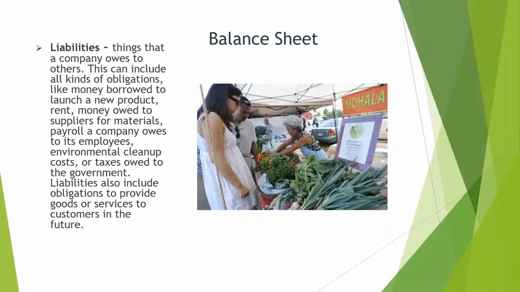Okay, remember, the opposite of assets is liabilities, and these are things that a company owes to others. This can include all kinds of obligations like money borrowed to launch a new product, rent, money owed to suppliers for materials, payroll, environmental cleanup costs, taxes, anything that, if you were going to try and sell the business, you have to pay off. Any of these liabilities, any of these outstanding bills that you have.